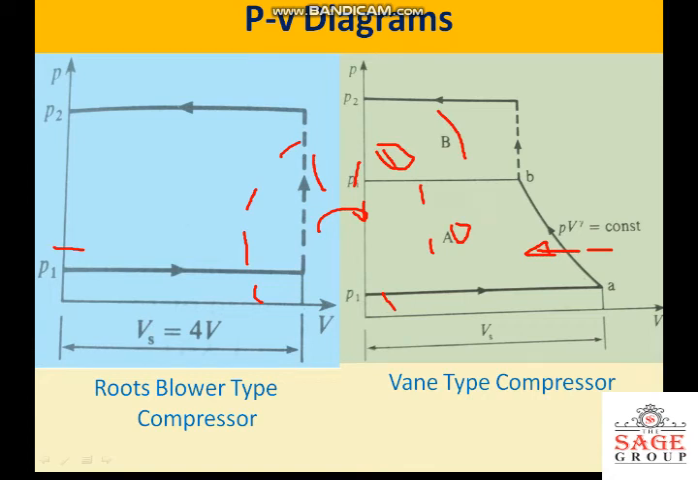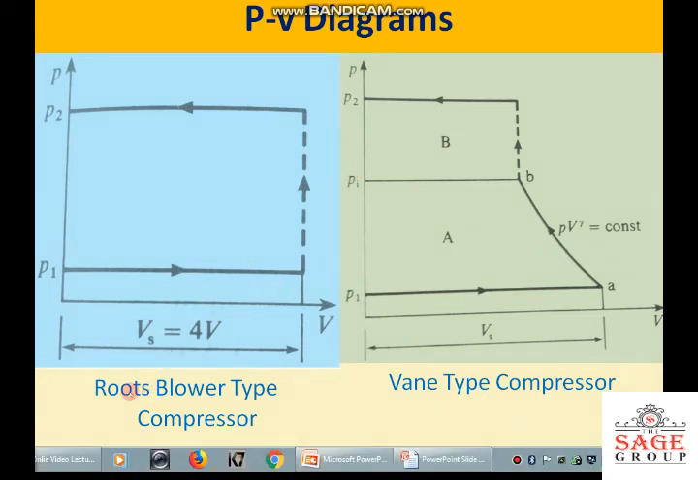Now we can also see the PV diagram here. For the roots blower type of compressor, this pressure is P1 and the delivery pressure is P2, and the pressure P2 is achieved from the pressure P1 at constant volume. Here the volume is constant. Also the shaft volume is 4 times the volume which is entrapped on one side of the lobe. This is because of the irreversible mixing of the air from the air entrapped.